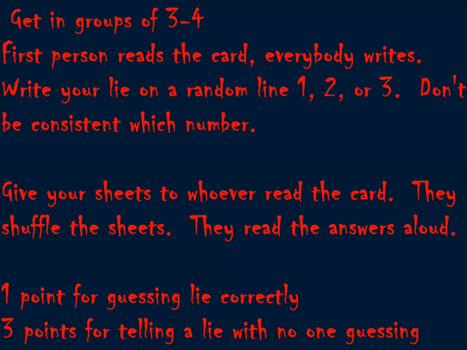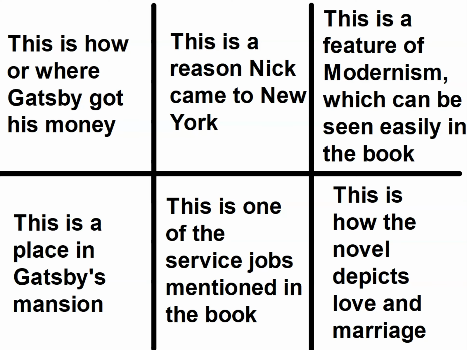Each of the tables is named after a book or a poem that we read throughout the year. And they're going to get 1 point for guessing the lie correctly, 3 points for telling a lie with nobody guessing. So here's some examples, all right? This is how or where Gatsby got his money. Just write 2 truths and 1 lie about that.